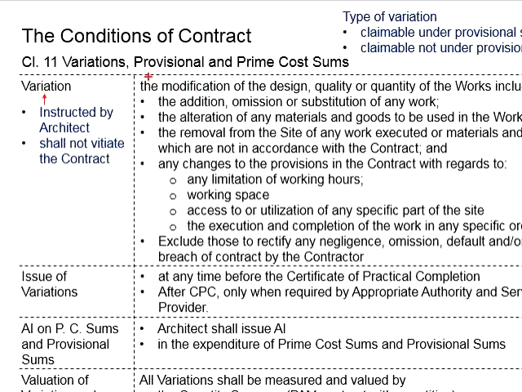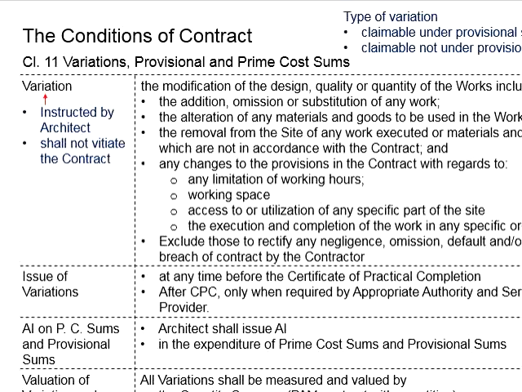This could be due to the modifications of the design, quantity and quality of the works, which has been instructed by the architect to the contractor to carry out. This shall lead to changes in terms of the payment later. When we talk about the variations, there are two types. One is claimable under the provisional sum. Another one is claimable not under the provisional sum.